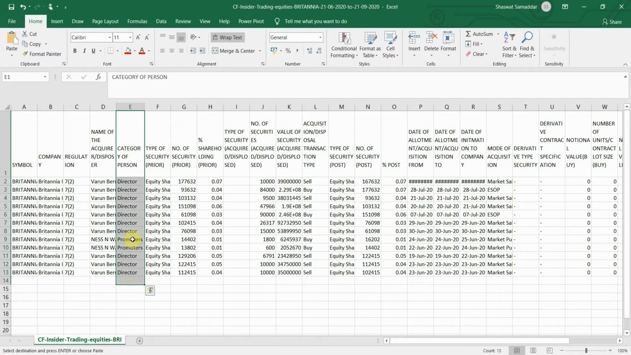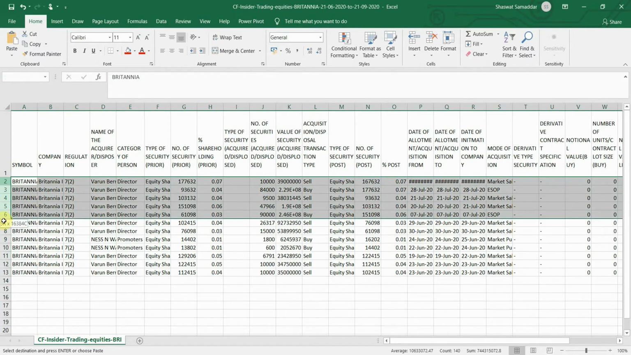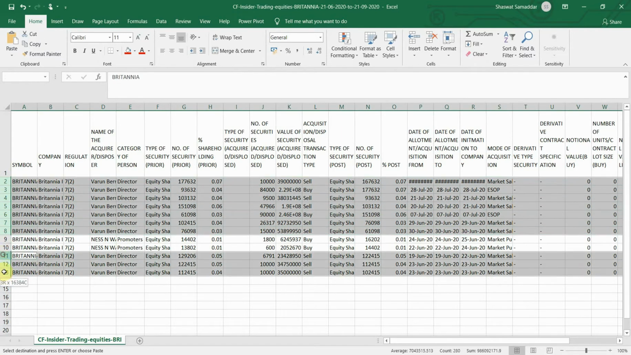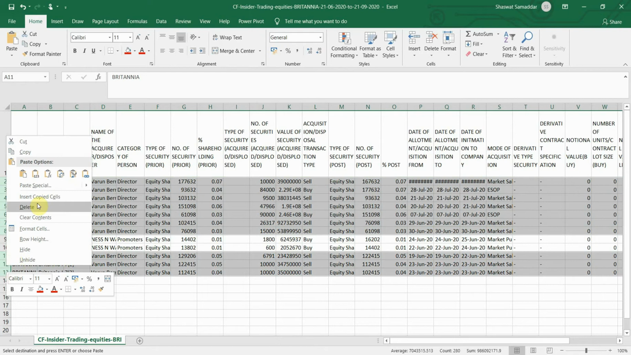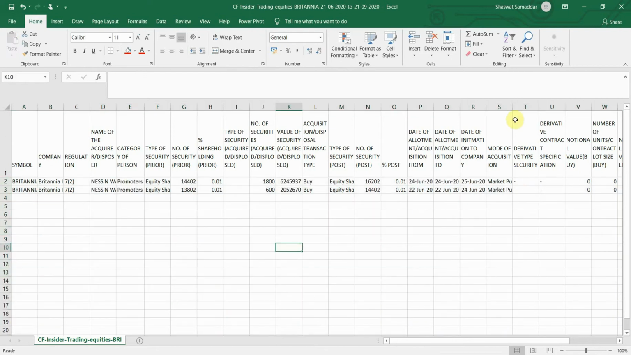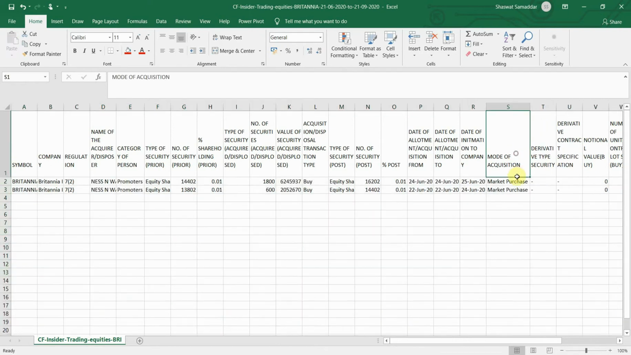As you can see in this column, there are directors, so we have to delete the rows which contain director. So let me just quickly go ahead and delete them. Okay, I deleted them. Next, what we want is the mode of acquisition should only be through market purchase, or sometimes the inter-se transfer could be included.